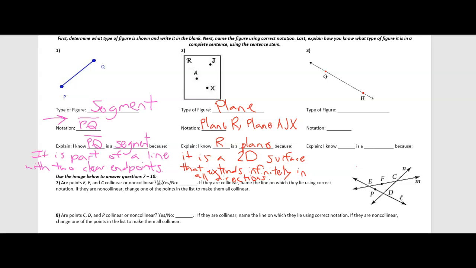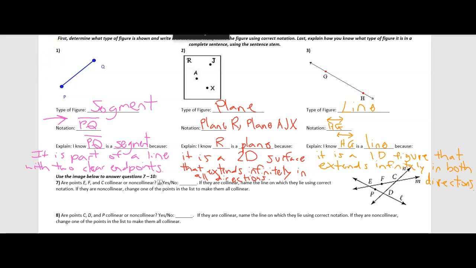All right, let's move on to number three. So we have a line. We can call this line GH or line HG. Make sure you have the bars on the line symbol above HG. And I know that HG is a line because it is a one-dimensional figure that extends infinitely in both directions. So again, just one-dimensional. We can only look at its length. It has no width. It has no depth. And it extends infinitely in both of those directions.